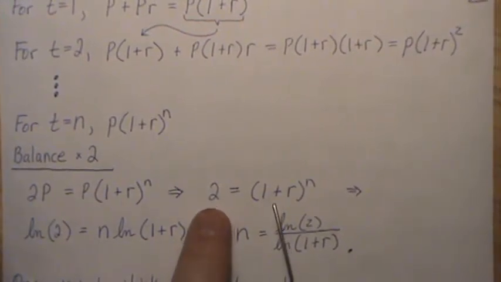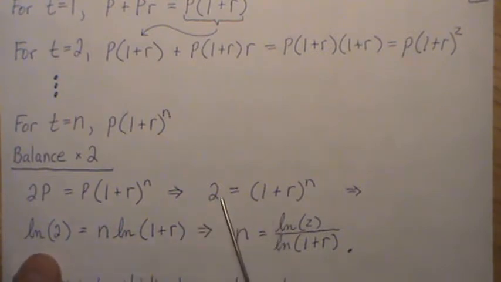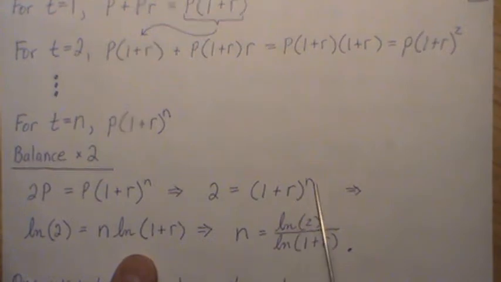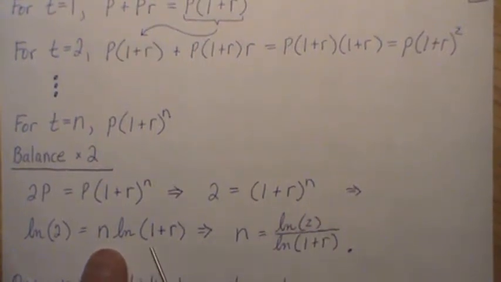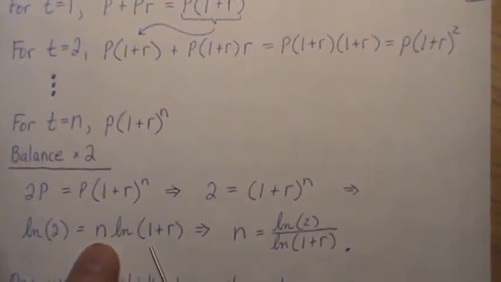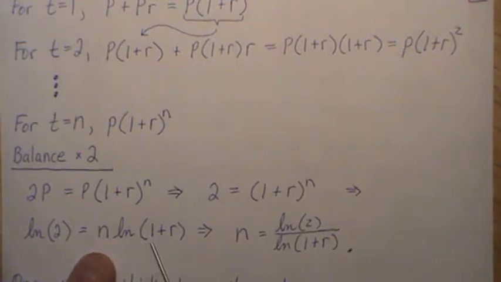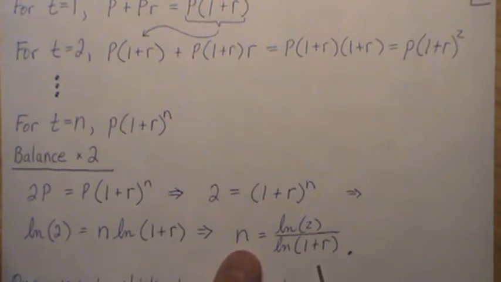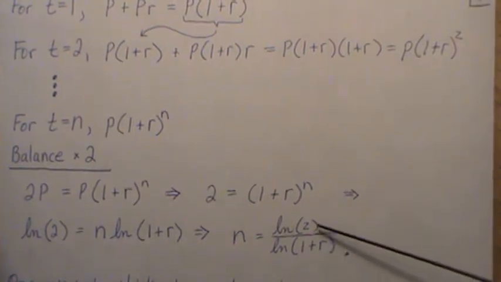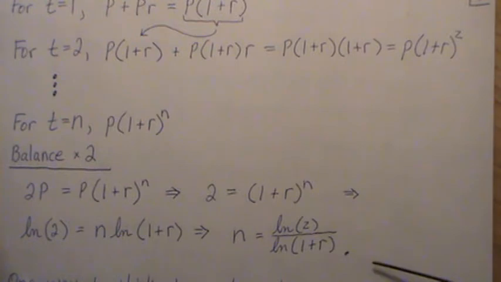Now if we take the logarithm of both sides, we get the log of 2, and then the logarithm of this, but the exponent can come out front. That's a property of the logarithm. Then we divide by the log of 1 plus R to the other side, and we get this formula. N is equal to the log of 2 divided by the log of 1 plus R.